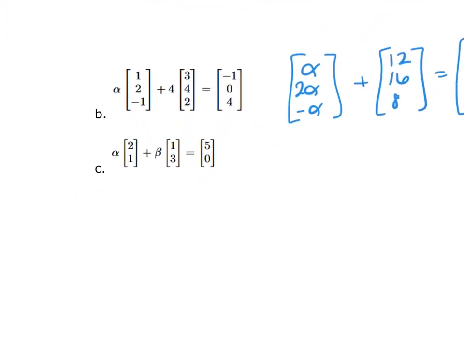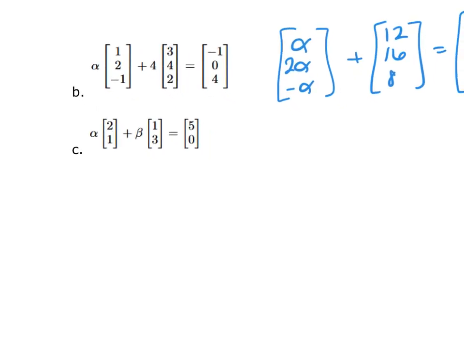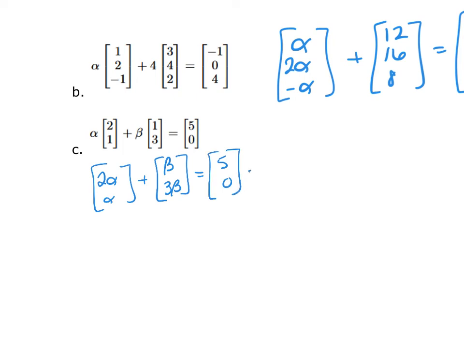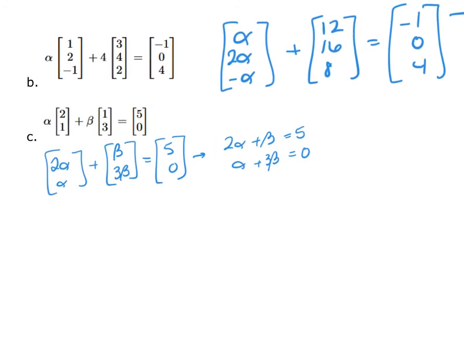Let's take a look at our last example here. So with this example, what I know is that I have 2 alpha and alpha plus beta and 3 beta is going to be 5 and 0. So what that gives me is 2 alpha plus beta is equal to 5, and alpha plus 3 beta is equal to 0. And you're thinking, isn't that a system of linear equations? The answer is yes. And so I can solve however I feel like.